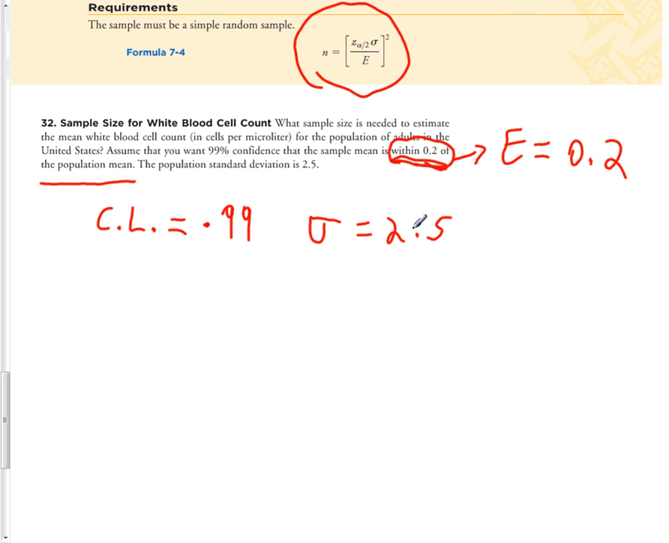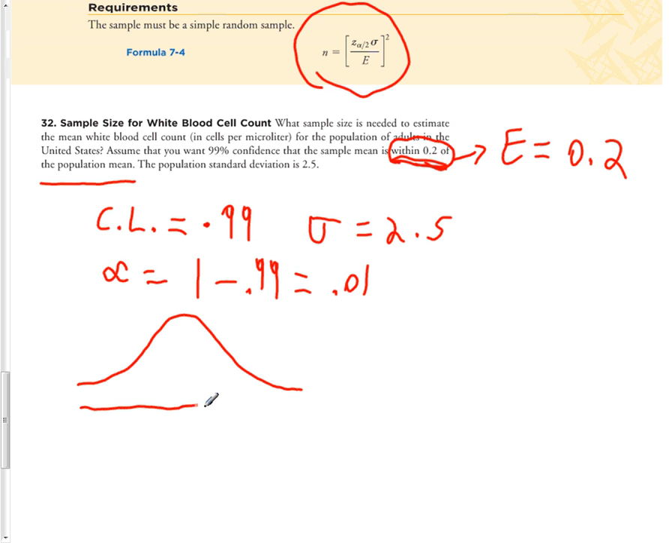So we have everything we need to calculate n, except for the z of alpha over 2. To find the z of alpha over 2, we need alpha. Alpha is 1 minus the confidence level, which is 1 minus 0.99, and that's equal to 0.01. And what we need is the z-score that separates alpha over 2 in the right tail. So we want an area of alpha over 2 in the right tail. Well, half of this is 0.005. That's half of alpha. And I need this z-score that separates 0.005 in the right tail of the standard normal distribution.